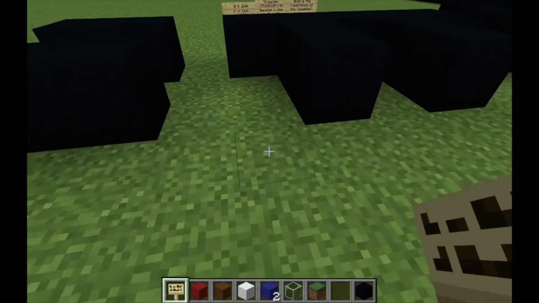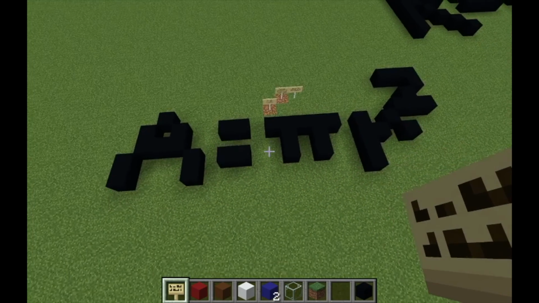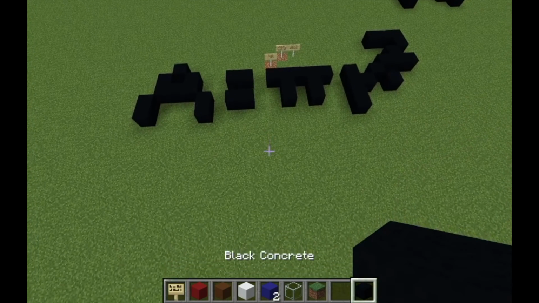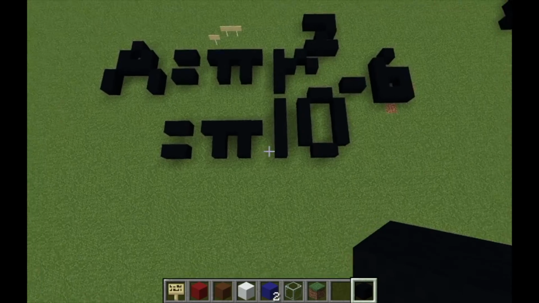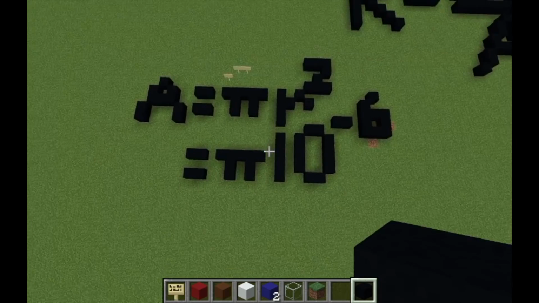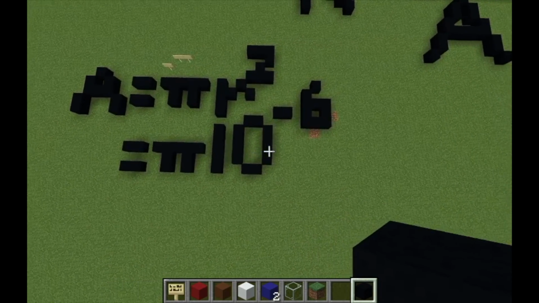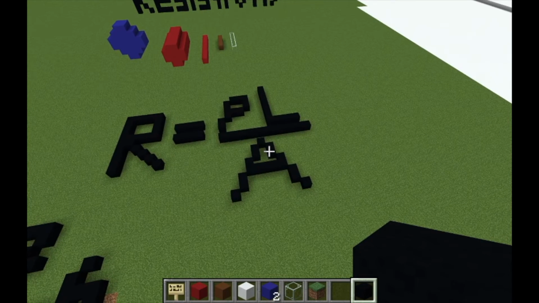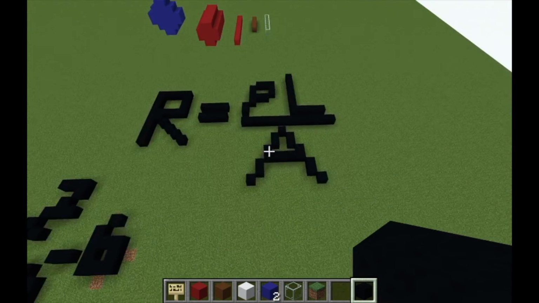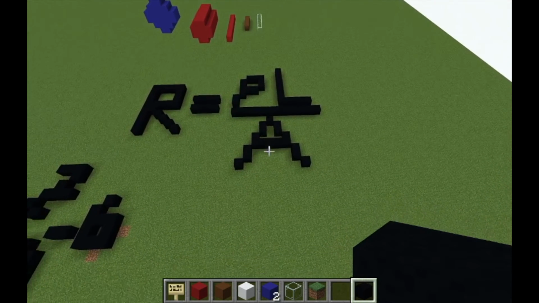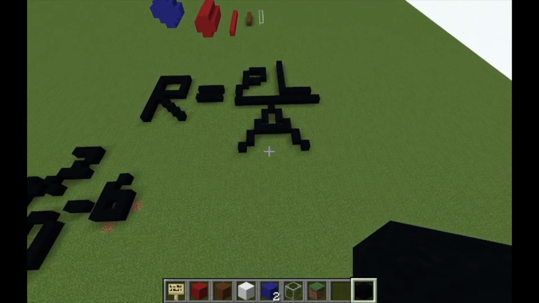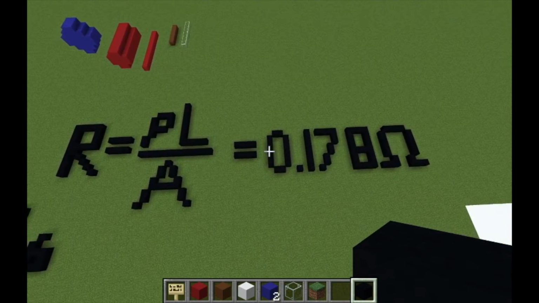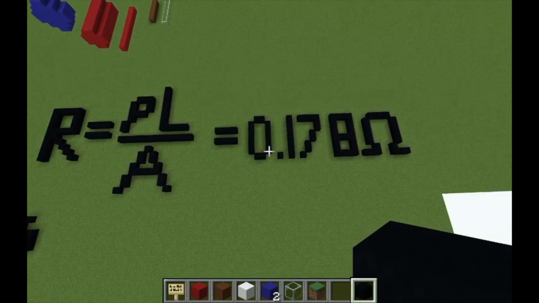Now that we have our radius in meters, we can plug this into our area equation to get area is equal to pi times 0.001 squared, or pi times 10 to the negative 6. And now we can plug this area back into our original equation. We know ρ is equal to 5.60 times 10 to the negative 8 ohm meters, and length is equal to 10 meters. So if we do the math, we get 0.178 ohm.